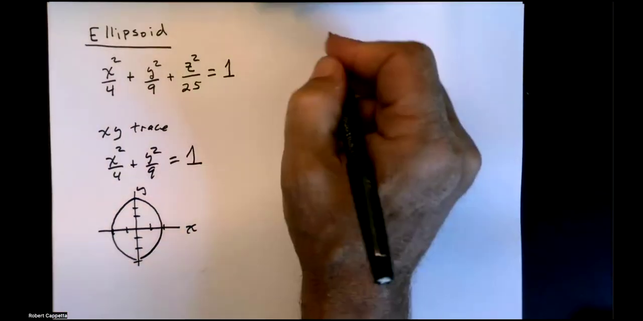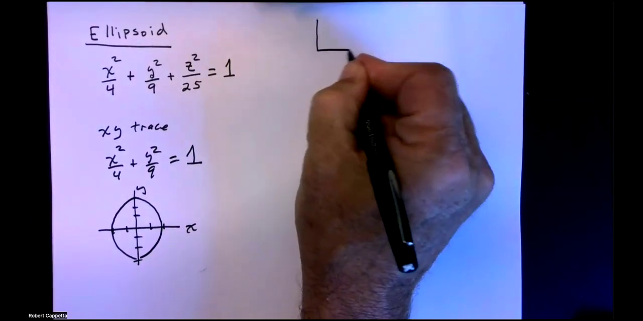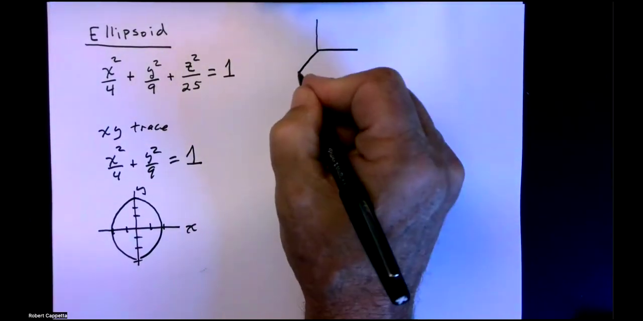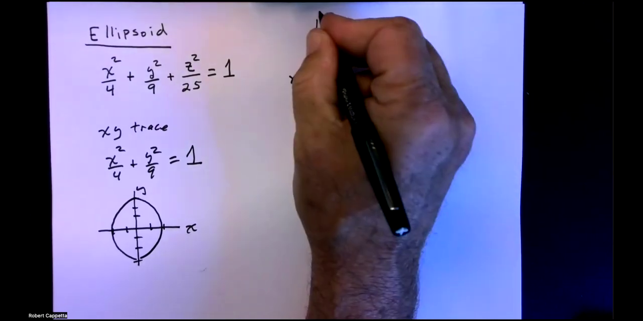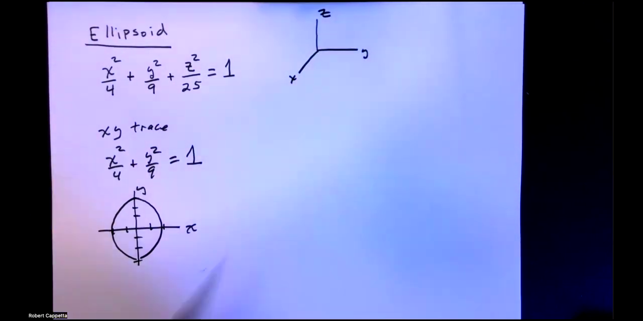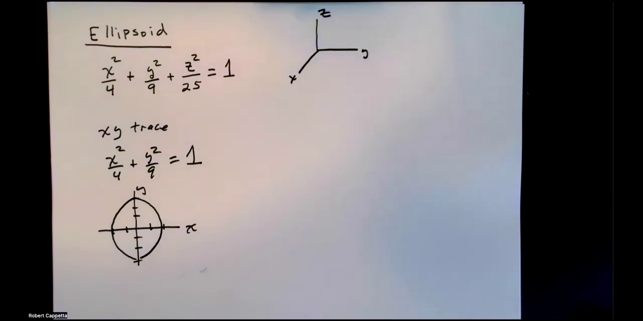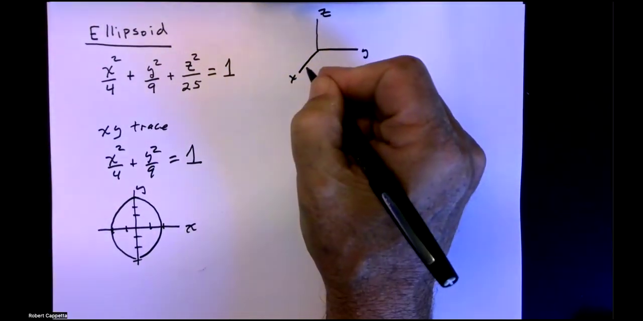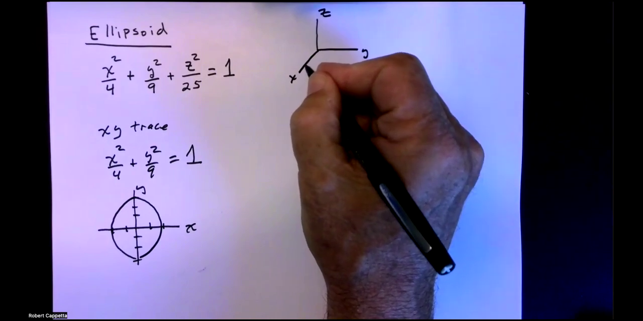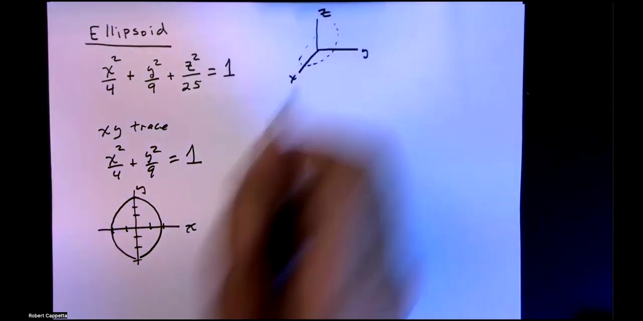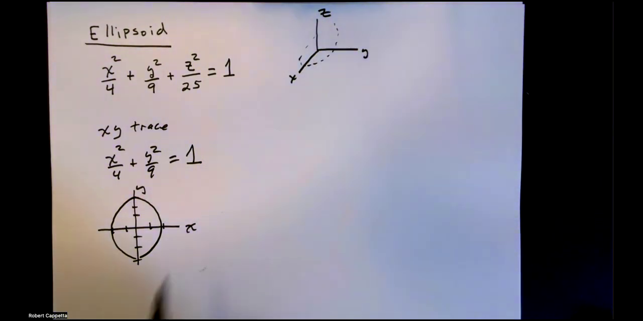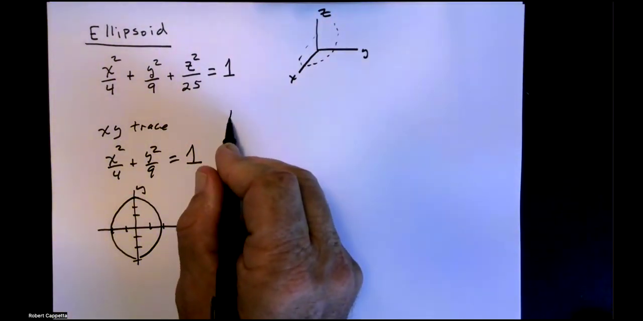So if we're drawing this thing, typically this is considered the x direction, this is considered the y direction, this is considered the z direction. So consider on the floor, we're going to have some sort of an ellipse. Can you visualize that? Again, out to 2, over to 3, here. That's our xy trace. Now let's take a look at the xz trace.